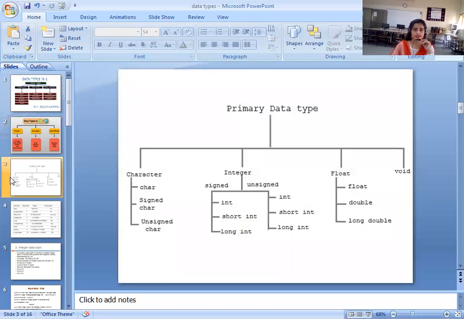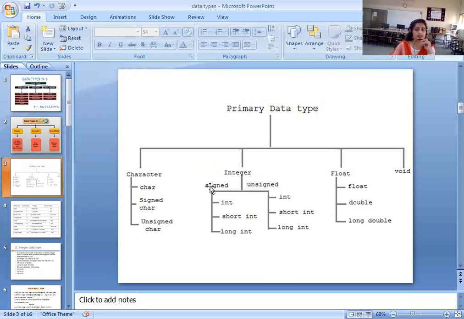And now let's discuss these primary data types in detail. In today's lecture, we will only focus on the primary data types, right? So in the primary data types, we are having character data type, integer data type, float data type, and void. Four main types that are used as primary data types. Okay, the first one we consider is integer.